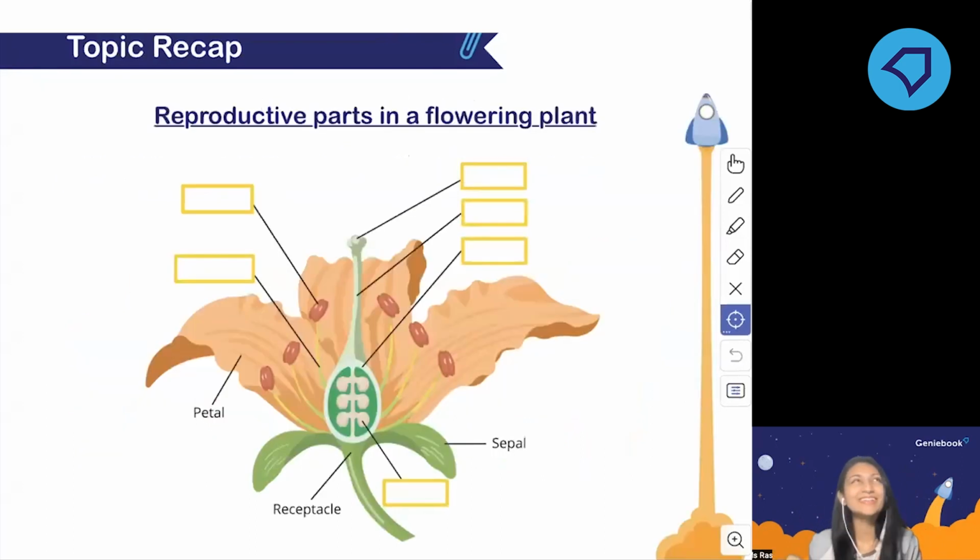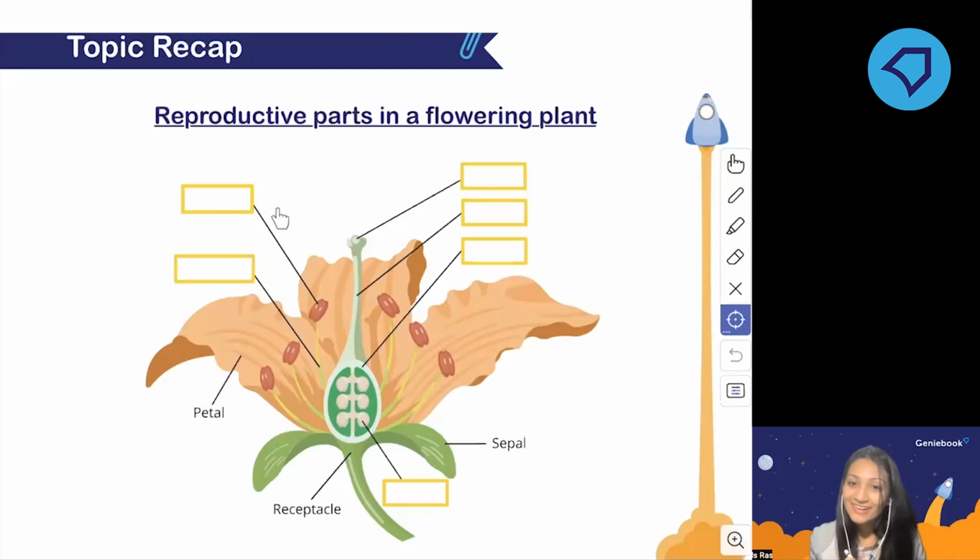We have covered this like a month ago, a few weeks back, a long time ago. So I need you to help me fill up the blanks. By now you should know all the important terms for parts of the flowering plant. So who can tell me what this part over here is? These two parts over here.